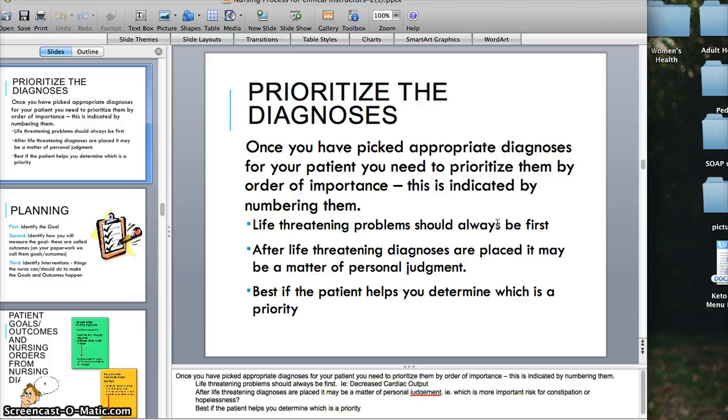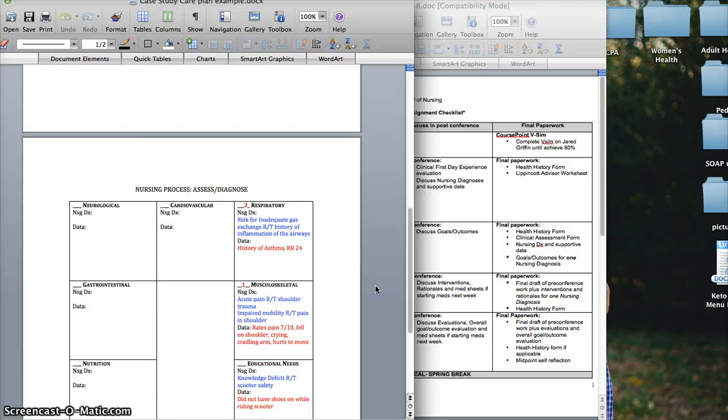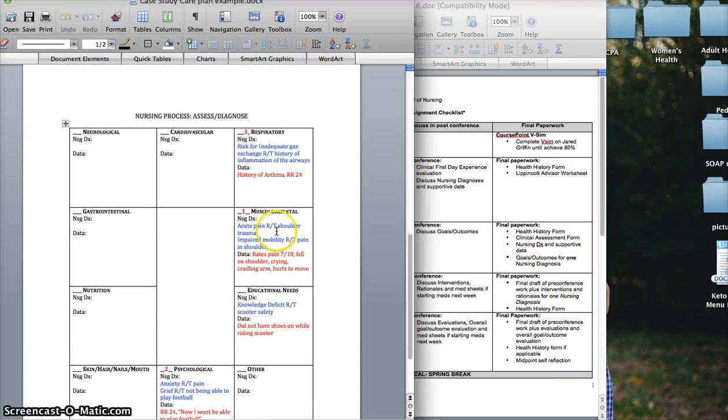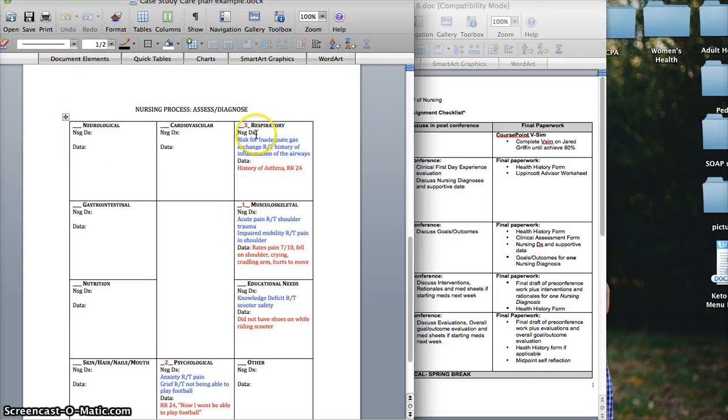And sometimes there's no data there that says that something would kill them. Okay, but life-threatening always comes first. And after that, diagnoses are placed. It may be just a matter of personal judgment. Okay, best if the patient helps you determine which is a priority. So just based off that patient's presentation will help you do it. So you'll see in the example here, we put acute pain, impaired mobility as the number 1 priority. 2 was anxiety, because this was really feeding this one, and then 3 was a risk for.